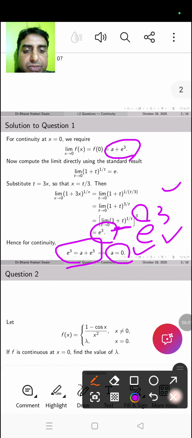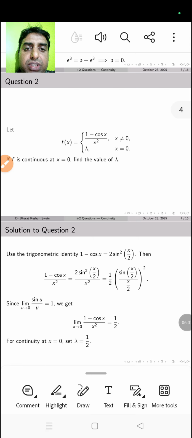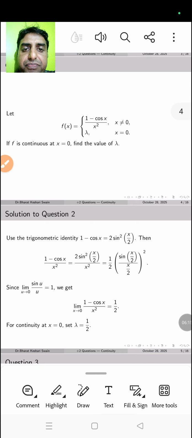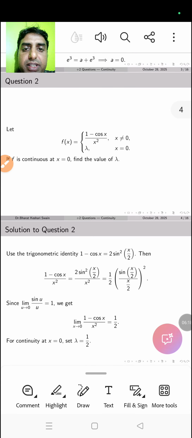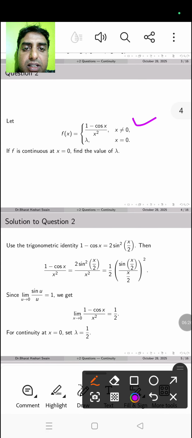Clear? Now come to the second question. This is also a question which has been asked in 2024 or 25. So what was the question? f(x) is equal to (1 minus cos x) divided by x square, as x not equal to 0, and lambda when x equal to 0. This is the function. Same type of question. The question is: f is continuous at x equal to 0, then find the value of lambda. Same type of question. Okay.